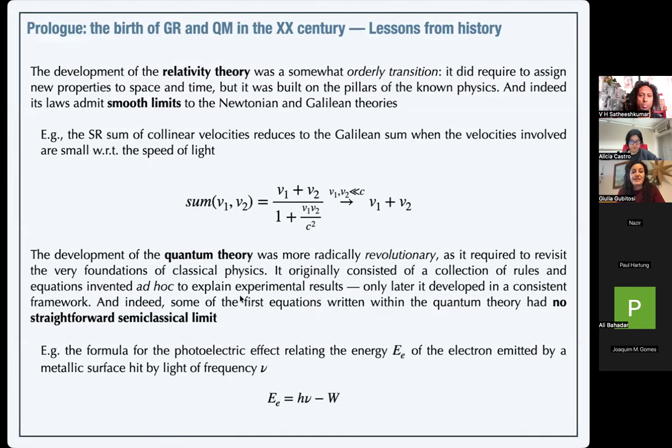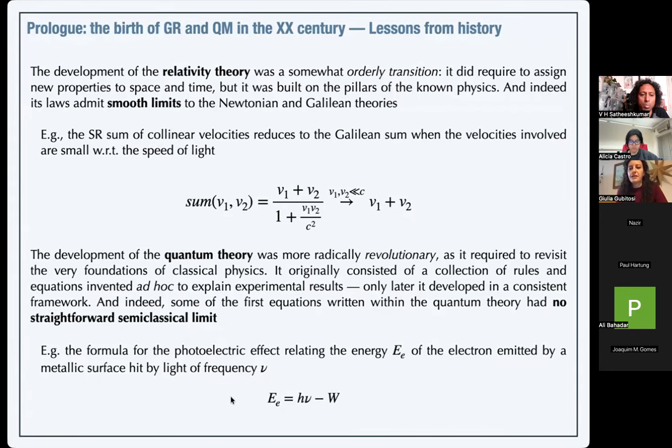And a signature of how radical the quantum theory is, radically new with respect to the previous theories, is that some of its formulas, so for example, the phenomenological formulas that were written in what is now called the old quantum theory, so the one that was developed in the first 20 years to explain observations, have no straightforward limit to semi-classical physics. For example, if you consider the formula for the energy of electrons in the photoelectric effect, that is related to the frequency of light that is hitting the metallic surface and then emits the electron, then you have a formula relating the energy of the electron to the frequency of light, and then to some, this is called the work energy needed to extract the electron from the atom.